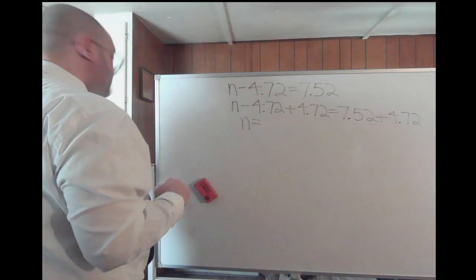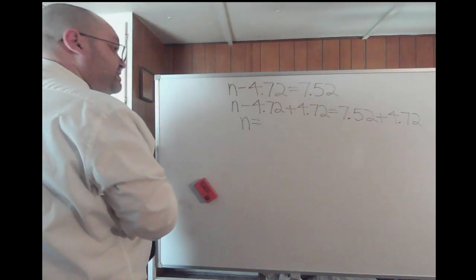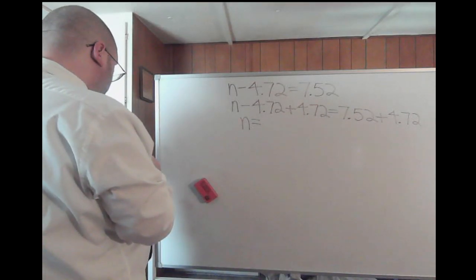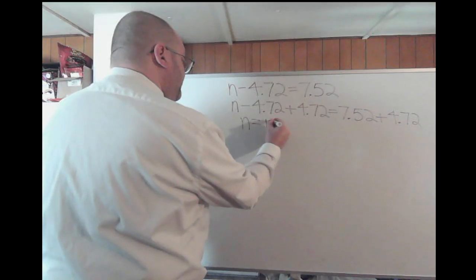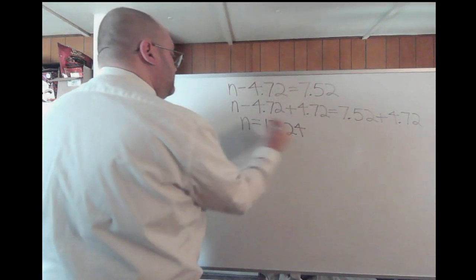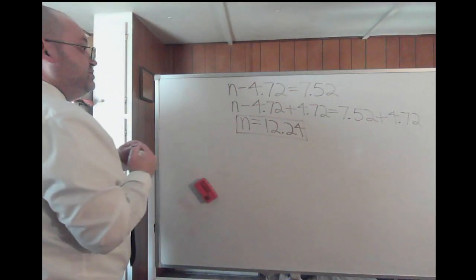Well, let's do that in our calculator. 4.72 plus 7.52 is 12.24. So that means n is equal to 12.24. That's exactly the answer you get. n is 12.24.